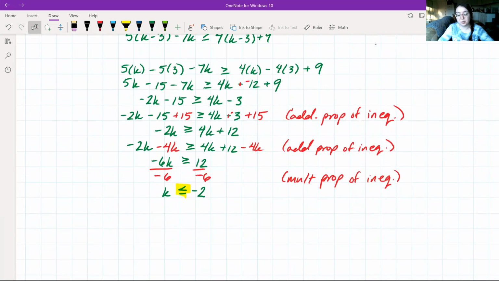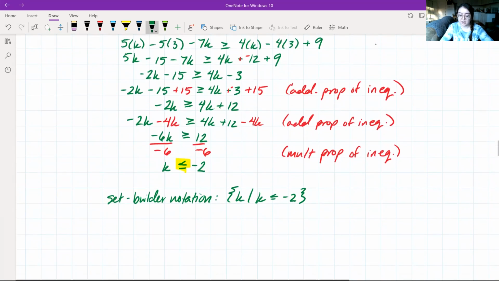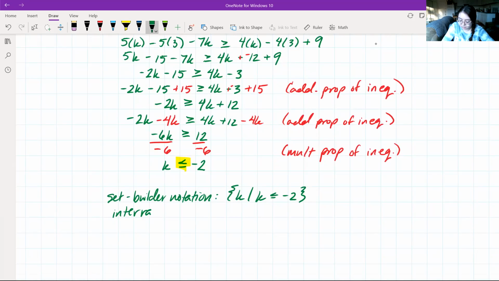So if we put this in our set builder notation, this is going to give us k, where k is less than or equal to negative 2. And in interval notation, less than or equal to negative 2 means negative infinity to negative 2. And our negative 2 is included, so we give it a square bracket.